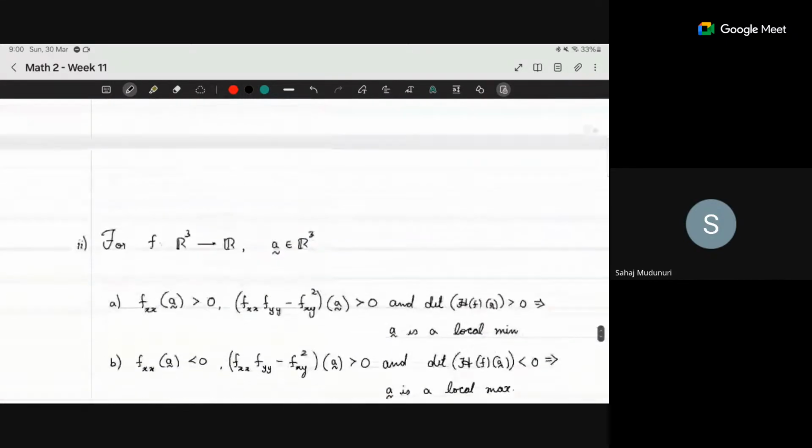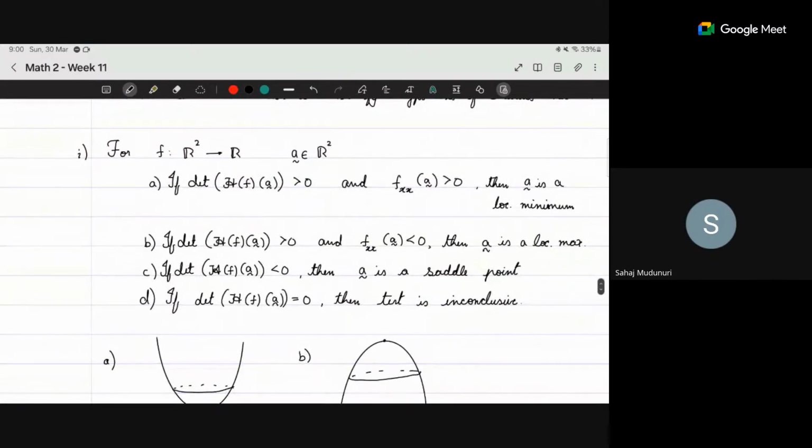Because over here, in a two variable case, you cannot have this to be positive and this to be zero. So there is this one case we have avoided, which is determinant is positive and fxx is zero. That cannot happen. Why can that not happen?